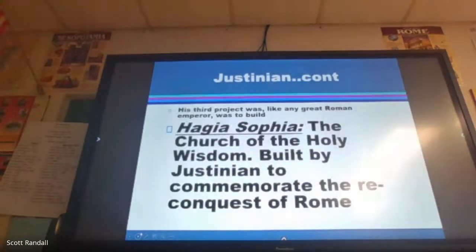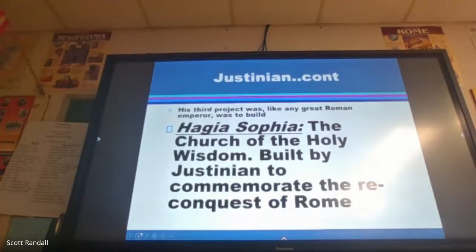They want to leave their name behind in stone and such, right? The structure that's most associated with Justinian is the Church of Holy Wisdom, the Hagia Sophia. Actually rebuilt. The one that stands right now was rebuilt after the Nika riots. And so this was rebuilt to commemorate the reconquest of Rome and bringing the two, basically eastern and western halves, together, if you will.